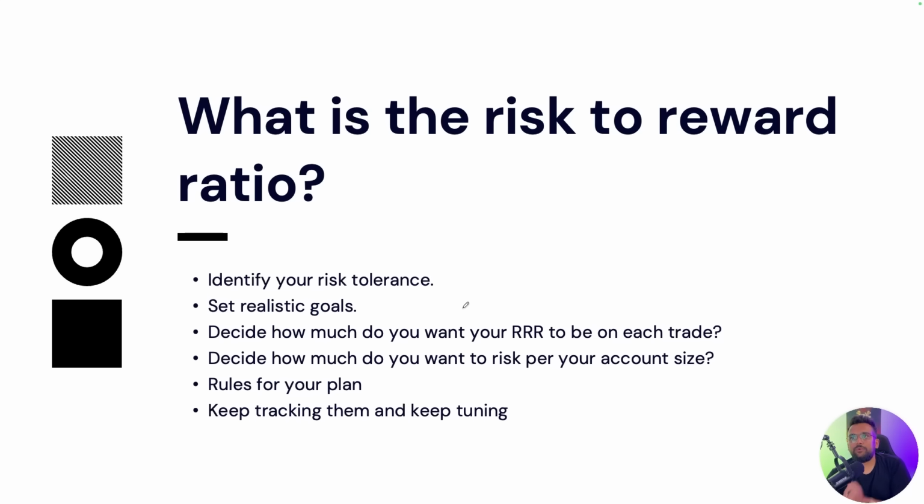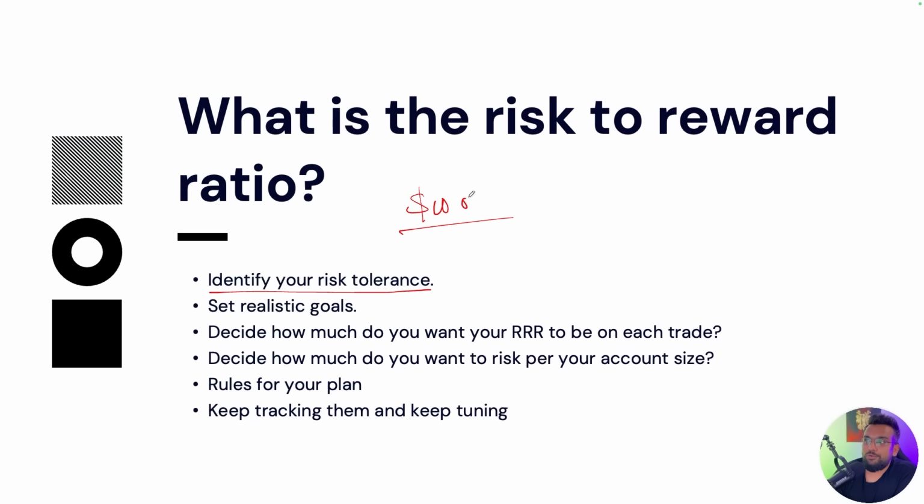Okay, now what is a risk to reward ratio? Identify your risk tolerance. The first thing you need to do is, what's your risk tolerance? Like, I see some people, they lose $100. They're like, man, my life is so shit. Bro, if you feel that way, cool. That means don't lose any more than 100, because that's it, you're done. You see what I'm saying? If you feel like $100 is a lot of money to lose, that's your risk tolerance. Maybe lose 50. Don't lose any more than that.